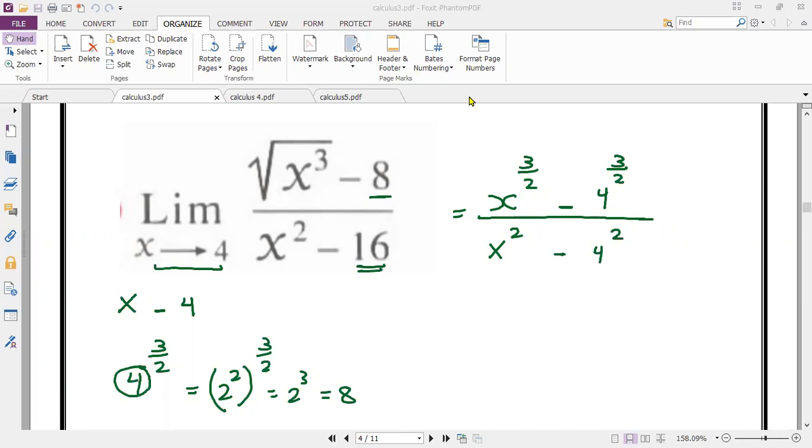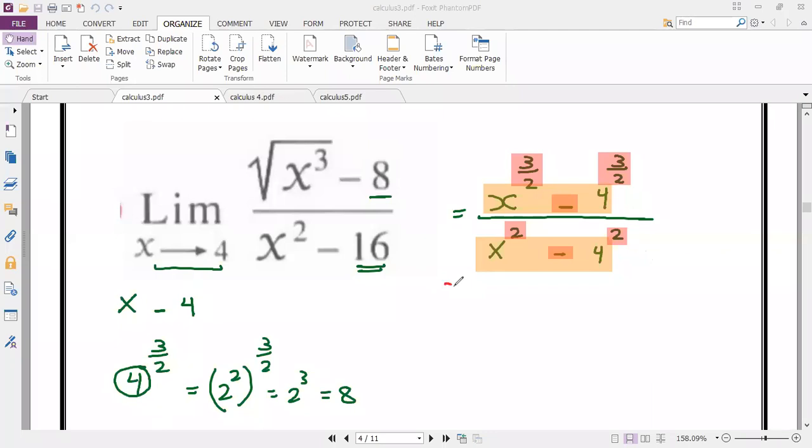Now we are able to apply the rule. Do you know why? Firstly, we have a negative between them. And the top is the same as the bottom. We have here x minus 4. This is the base of the top, and we have here x minus 4. And the power here is 3 over 2, and the power here is 3 over 2. And the power at the bottom is 2, and the power is 2.